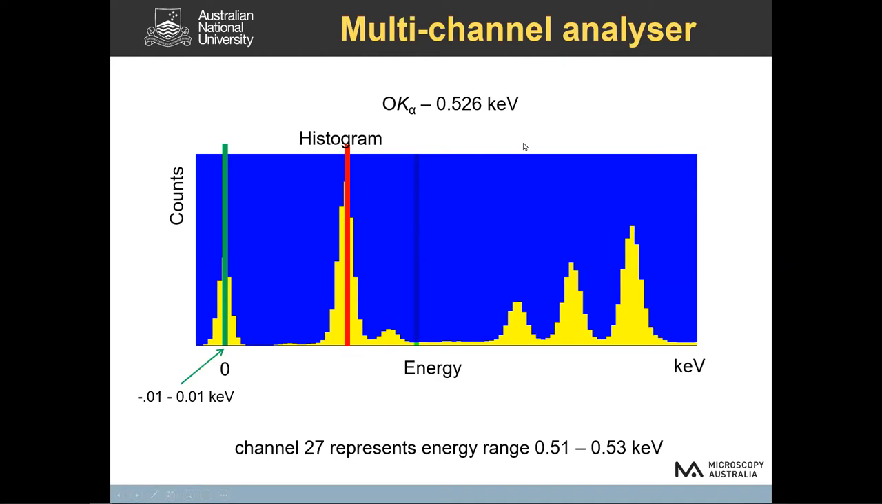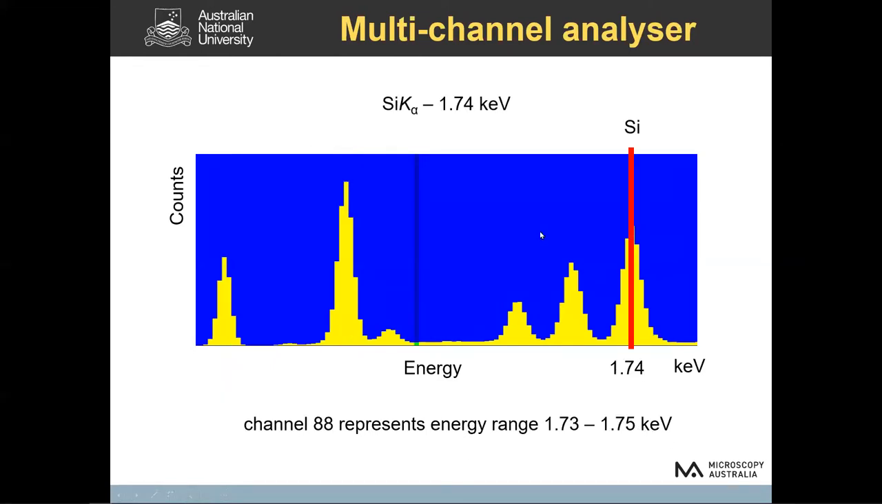So if an oxygen X-ray happened to hit the crystal, which is at 0.526 keV, that's the energy of an oxygen X-ray, that would then be counted in channel 27, which represents the energy around 0.51 to 0.53. If you have a silicon X-ray at 1.74 keV, that would be added to channel 88, which would represent that particular energy range, and so on. So the whole spectrum basically builds up in one go as you detect the X-rays.